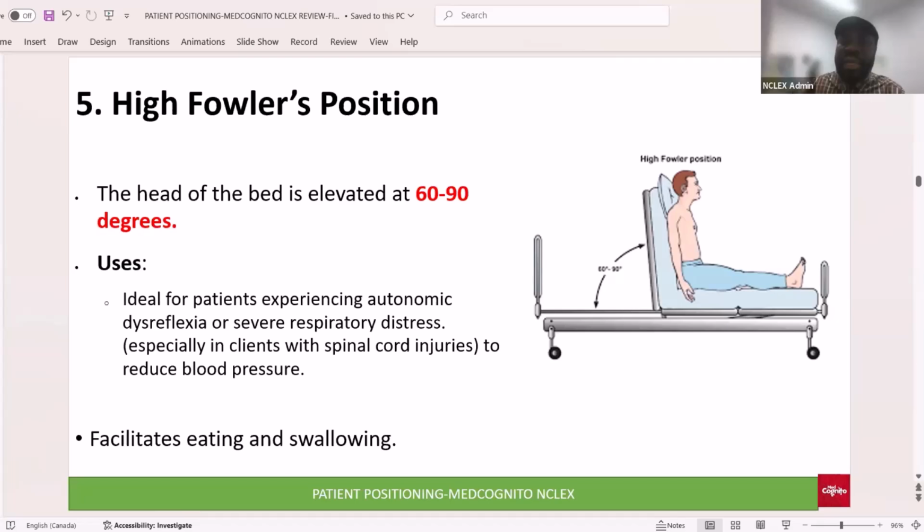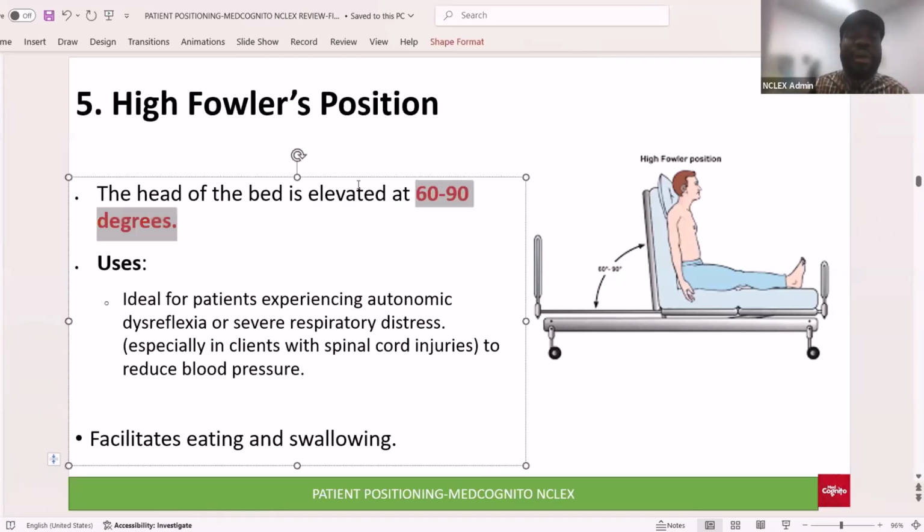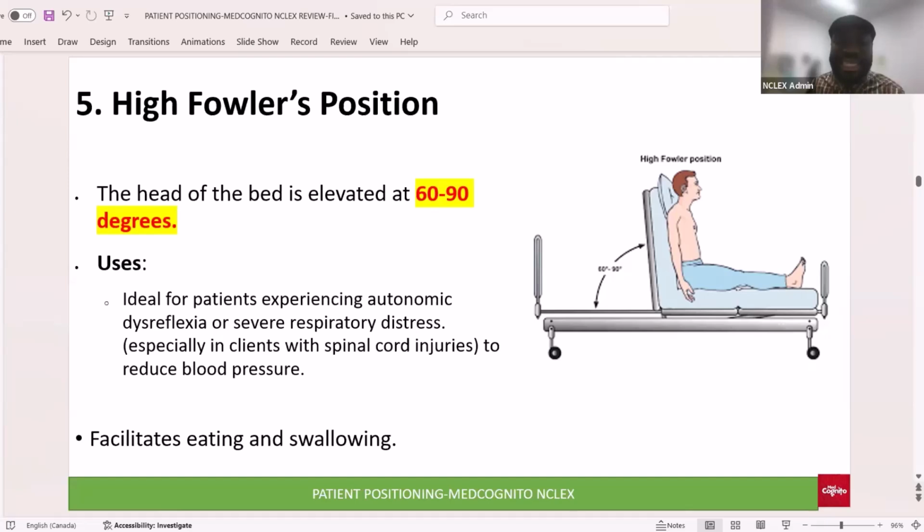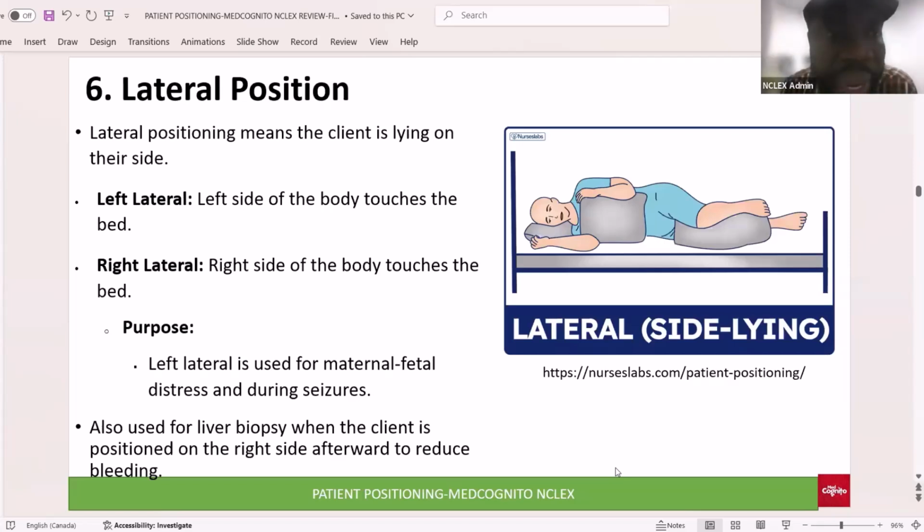High Fowler. Notice that the patient is almost sitting upright, and that is from 60 to 90 degrees. That is the high Fowler position, 60 to 90 degrees. So we started with the low Fowler and we've come all the way to high Fowler. What other position do I want us to learn about?